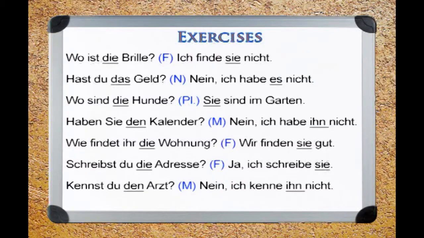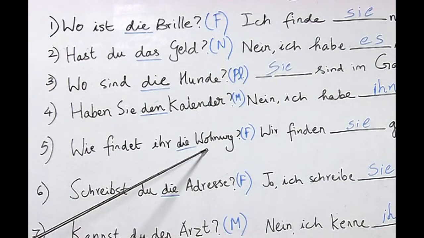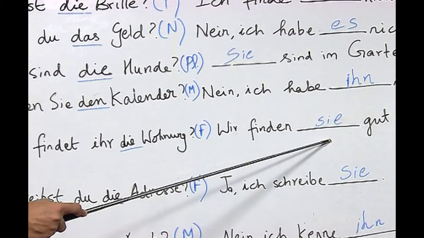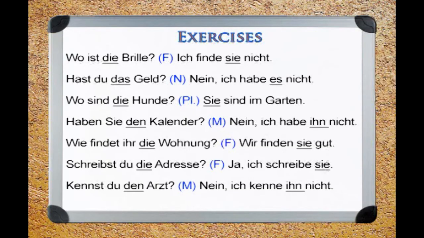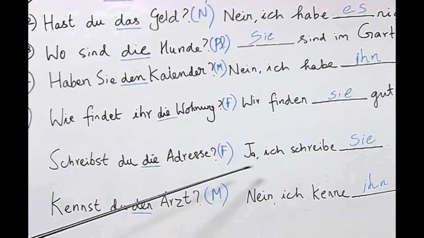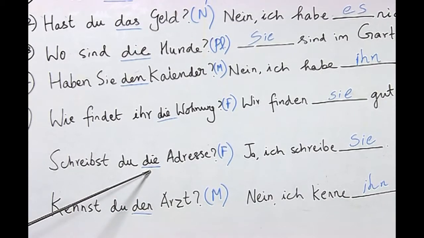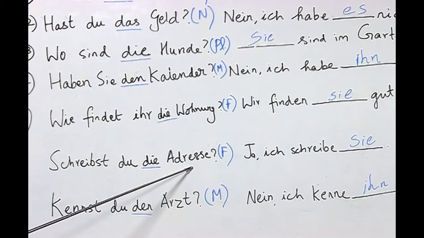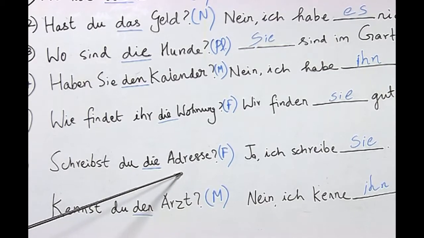Wie findet ihr die Wohnung? Wir finden sie gut. Here also the student correctly identified the gender of the noun here, which is feminine, and wrote the correct pronoun sie here, which is in accusative. Schreibst du die Adresse? Ja, ich schreibe sie. Here also the student wrote the correct pronoun in accusative, deriving it from the correct article and the noun which is also in accusative here, which is die Adresse.